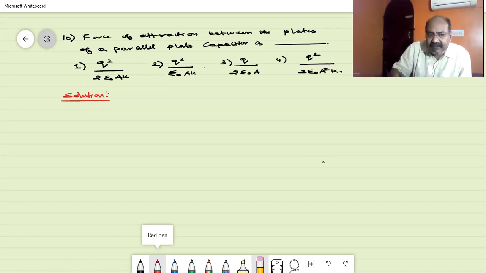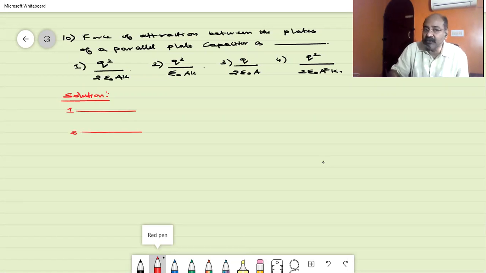See, when you are considering the two plates of a parallel plate capacitor, let us take it like this. One of the plates is here and another plate is here. So this is plate number 1 and this is plate number 2. What is asked is the force of attraction between the plates. So one of the plates will be experiencing a force from the other.